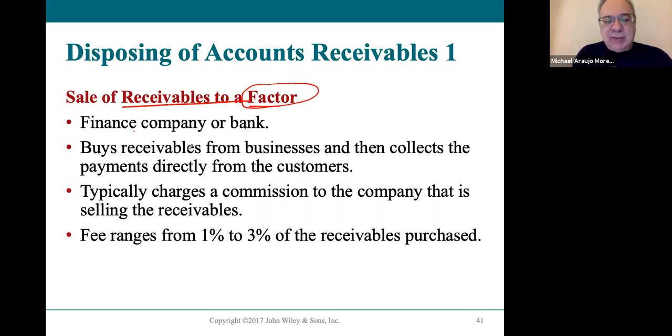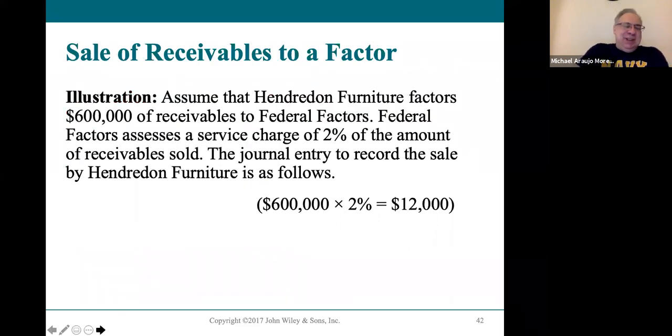So they buy these receivables from businesses at a discount. They charge a commission, which means they're not paying full value for the receivable. In other words, the company that's selling the receivable is also not receiving full value because they have to pay this fee. So basically speaking, they must really need the cash to do this, I would say.